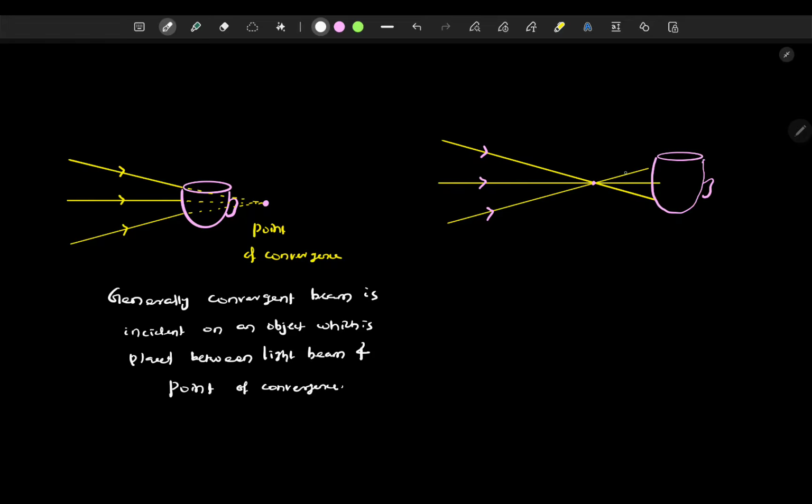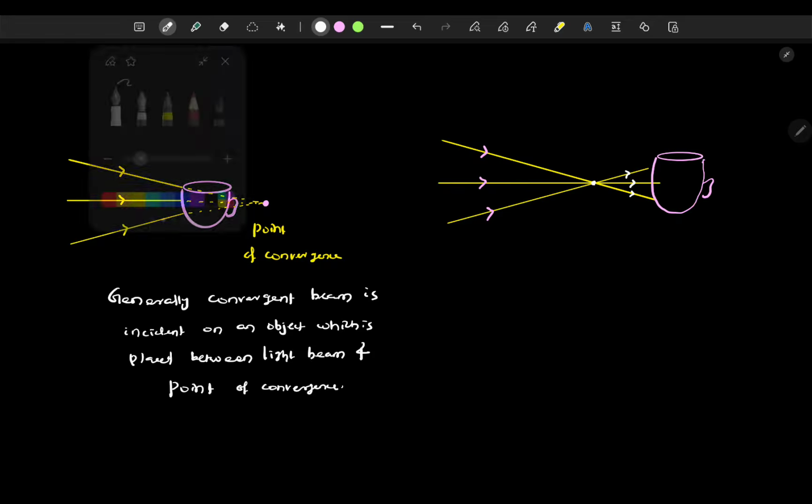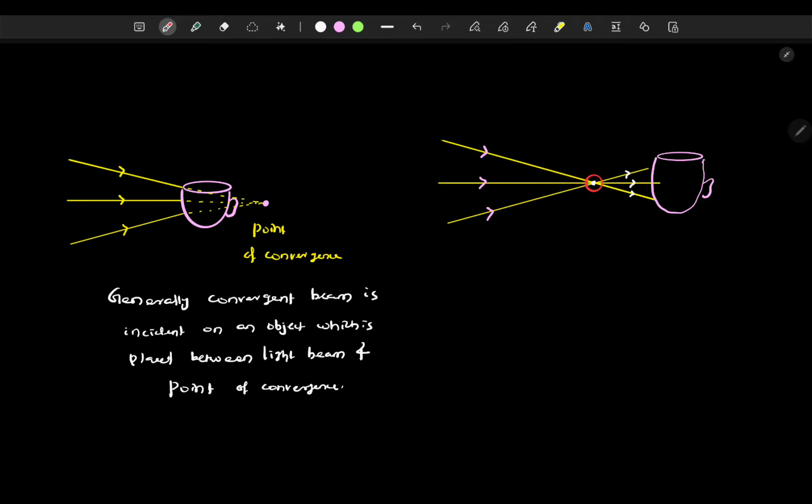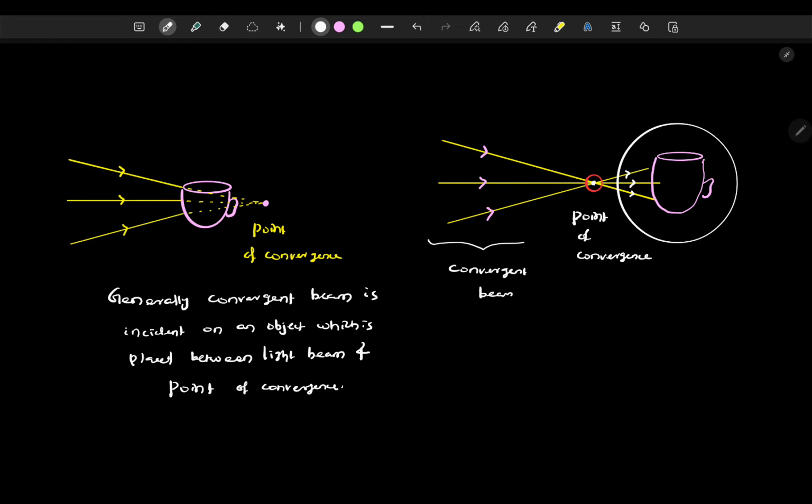Yes, but in second case, now see this point, this encircled red color point, that is your point of convergence, and this is your convergent beam. But which type of light beam is incident upon this opaque substance? That is your diverging rays. If we look at this portion in zoom format, then we can see a divergent beam is falling on the opaque substance. That means you have to write in language, if the object is placed beyond the point of convergence, then the incident beam will be diverging, not converging.